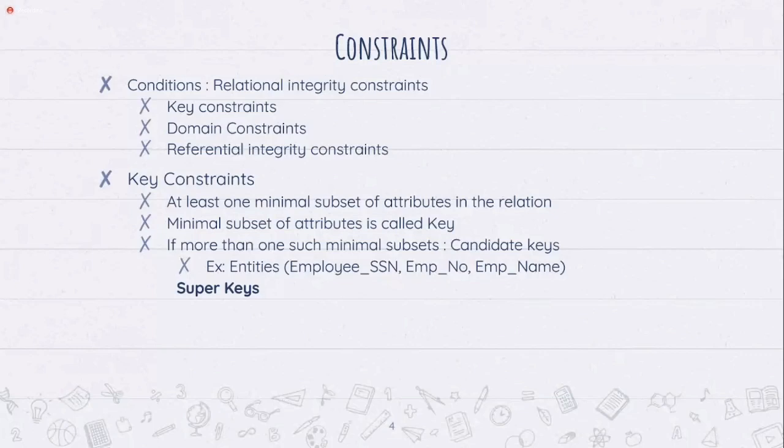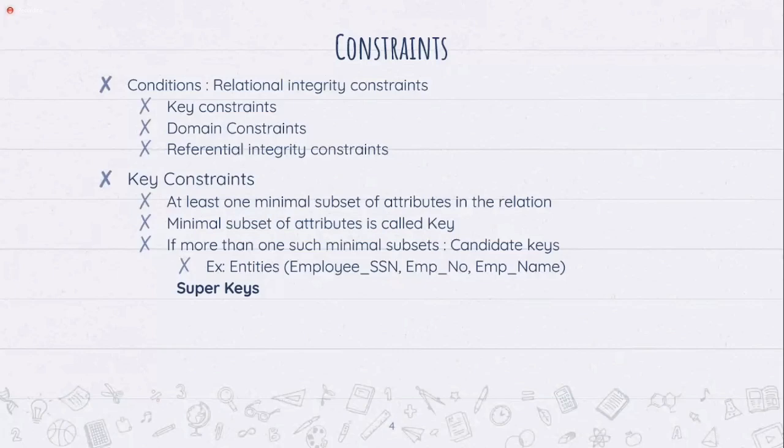The second one, domain constraints. And last one, referential integrity constraints. Right. The first one, key constraints. Second one, domain constraints. The last one, referential integrity constraints. Right? Let's start from the first one.